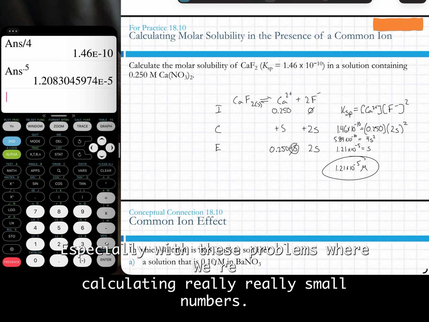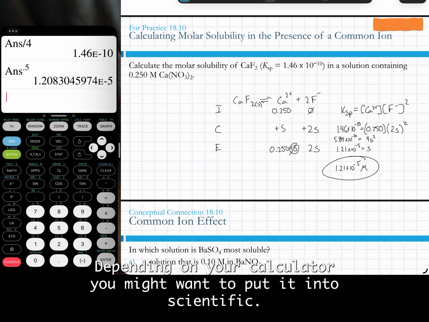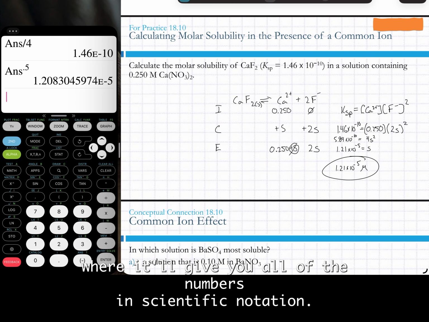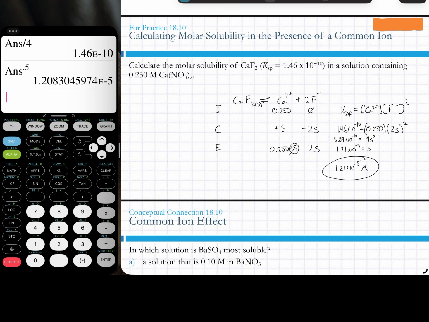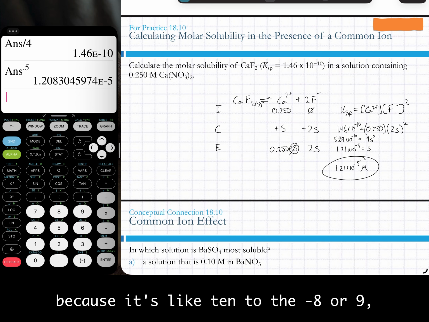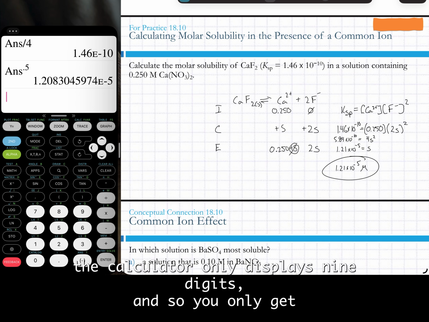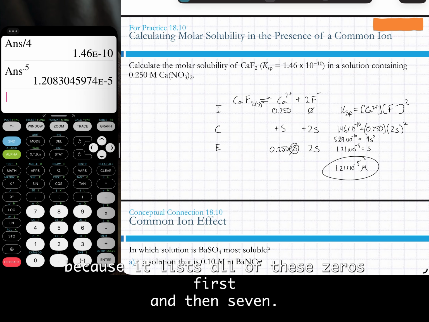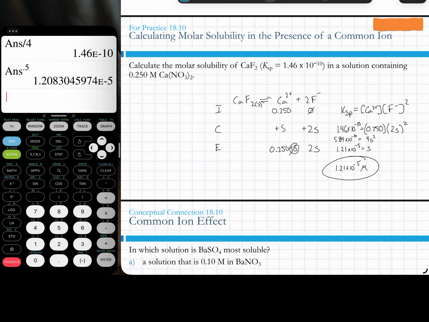Especially with these problems where we're calculating really, really small numbers, depending on your calculator, you might want to put it into scientific mode, where it'll give you all of the numbers in scientific notation. There's at least one example problem where, because it's like 10 to the minus 8 or 9, the calculator only displays 9 digits. And so you only get one significant figure because it lists all of these zeros first and then 7. But there are decimals after that, and it doesn't show you.